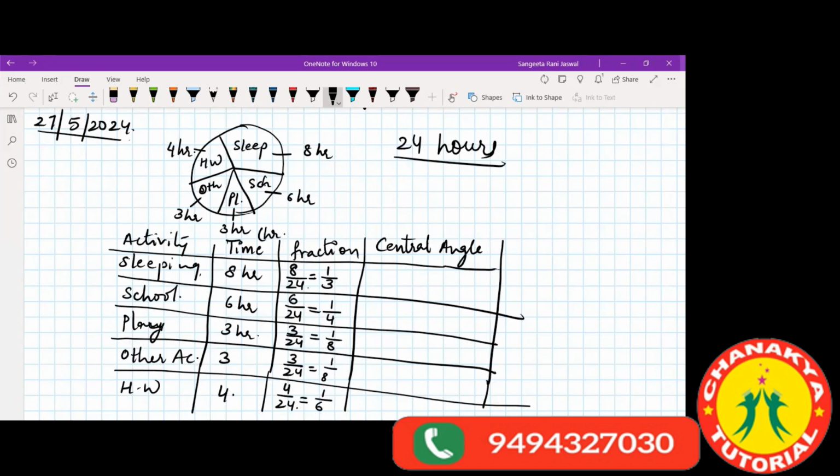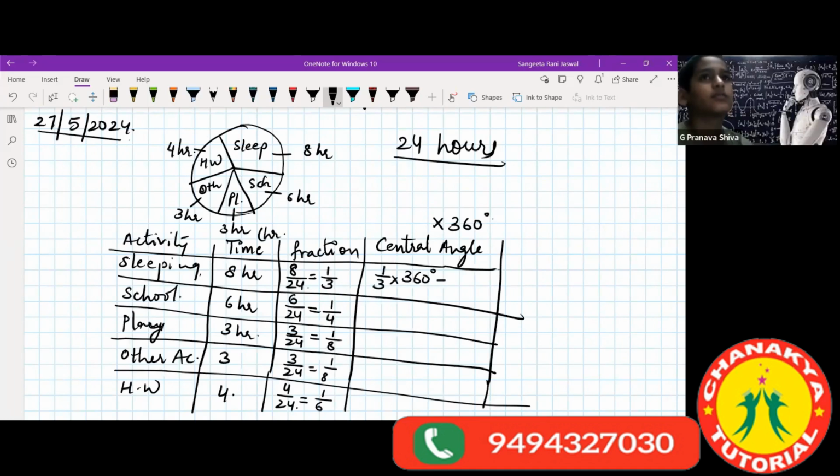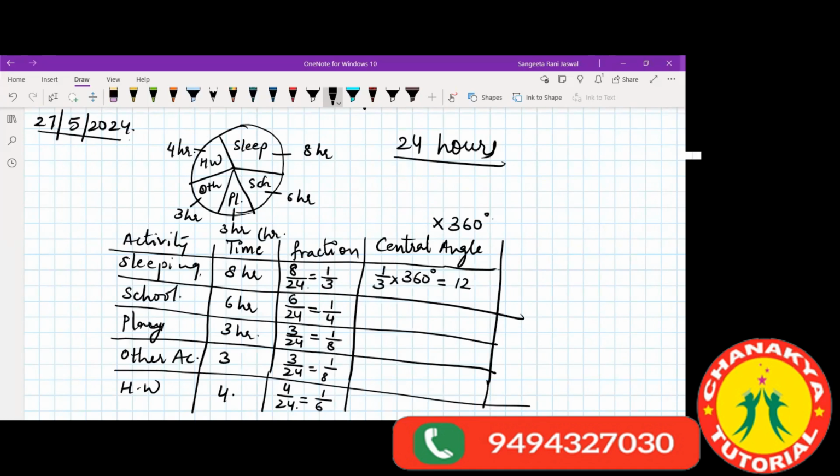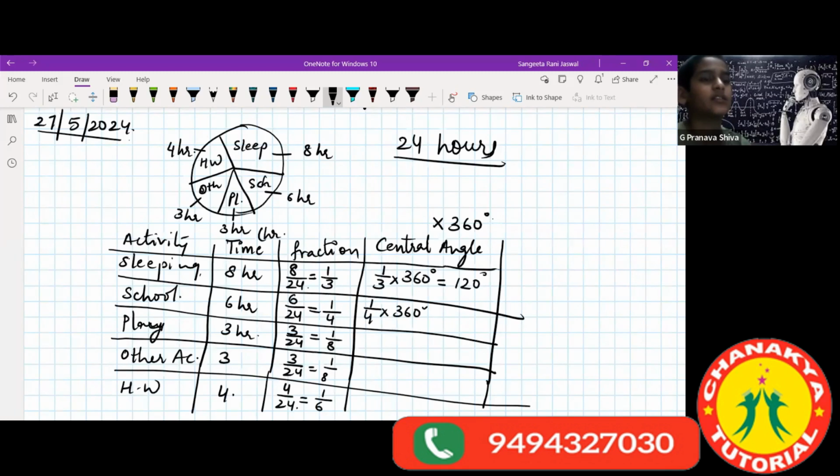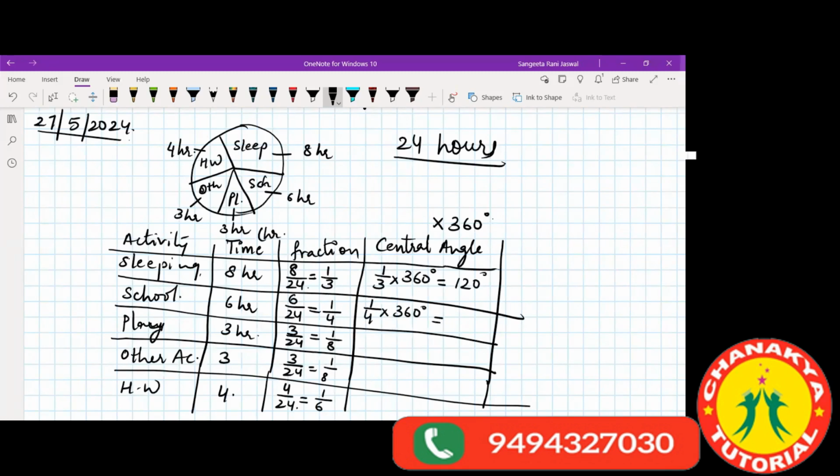Okay, now coming to the central angle. How do we find the central angle? We multiply by 360 degrees. Now 1 by 3, when I multiply this by 360, this will be 120 degrees. 3 ones are 3, 3 twos are 6, and 0. 120 degrees. Then I have 1 by 4 into 360. 4 nines are 36, so that is 90 degrees.